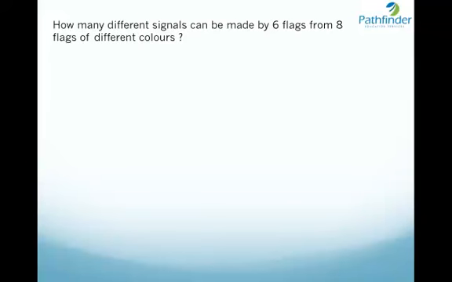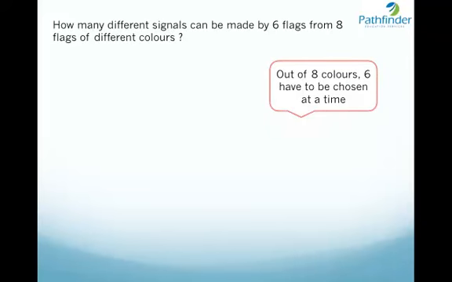Let us solve another question. How many different signals can be made by 6 flags from 8 flags of different colors? Again, we can solve this from the fundamental principle of counting, but we can directly apply the formula. There are 8 flags of different colors, and a signal has to be made by 6 flags. So n is equal to 8 and r is equal to 6.